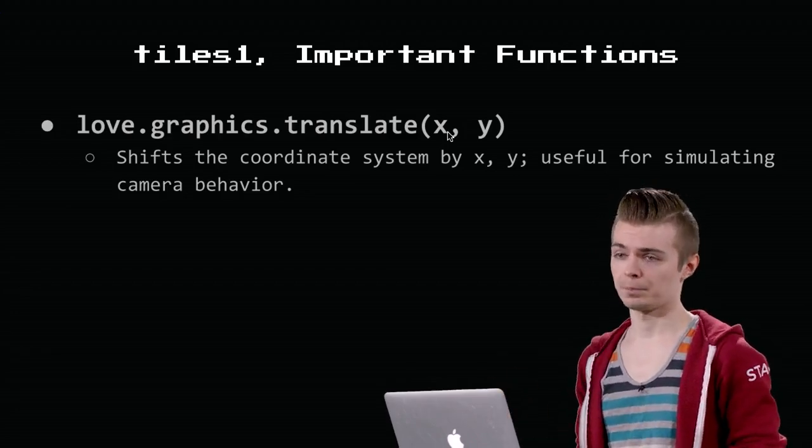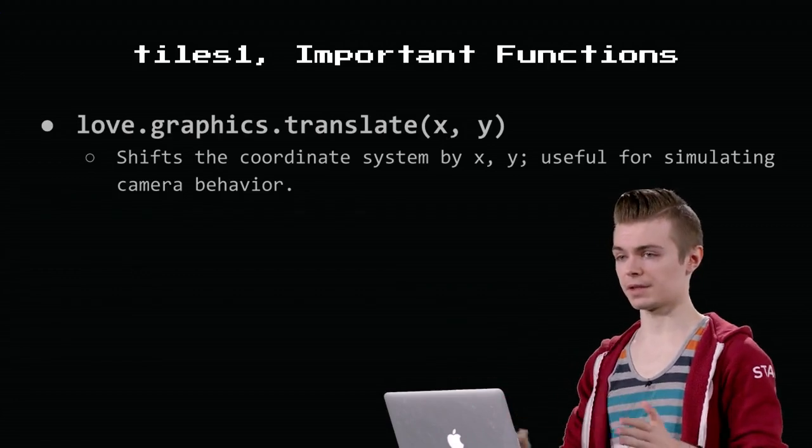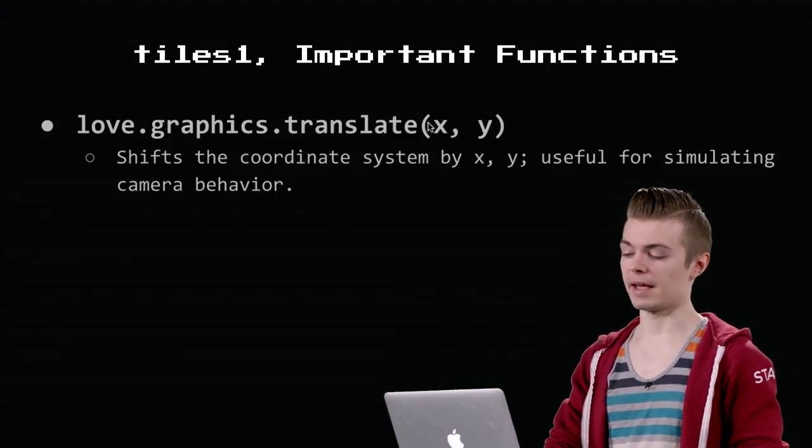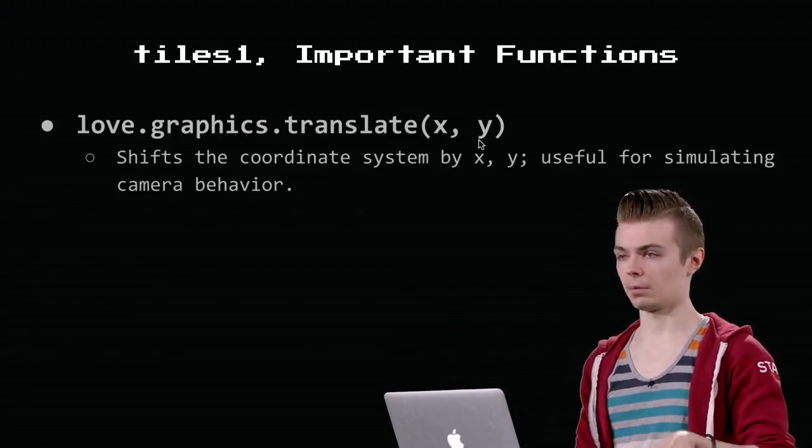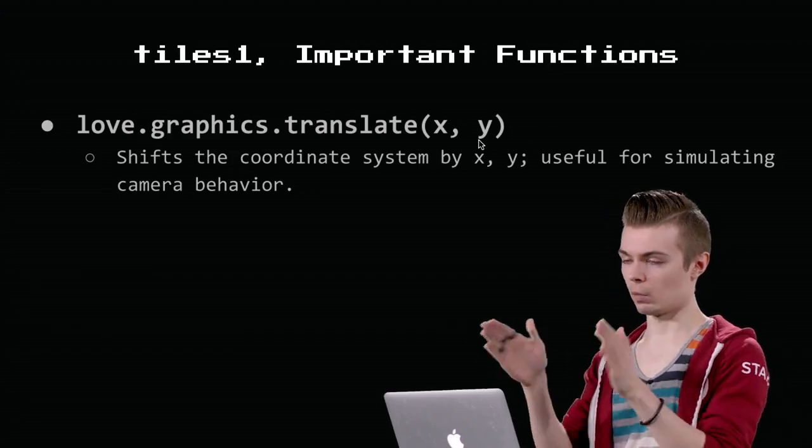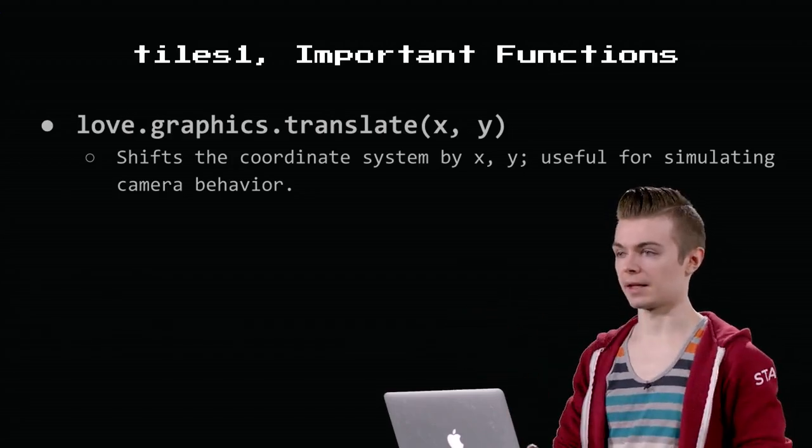So it changes the whole coordinate system? It does. It shifts everything in the coordinate system that you draw by the X and the Y. And so that will basically affect what's getting rendered into the active window at that time.